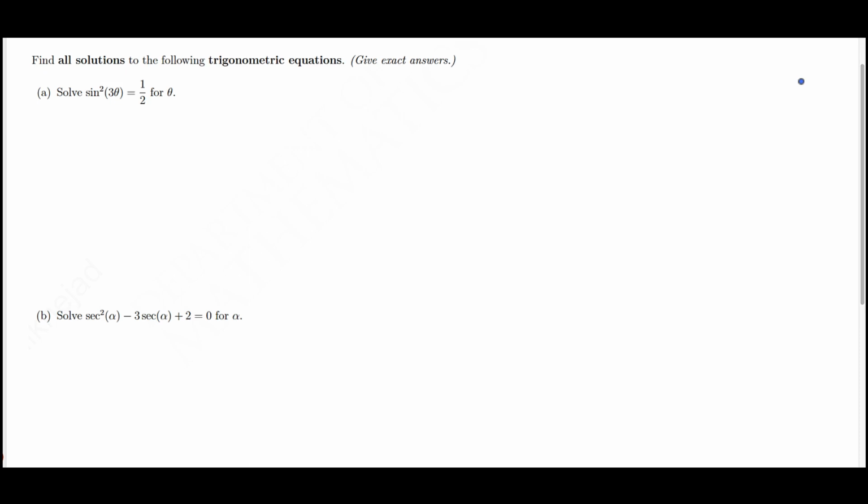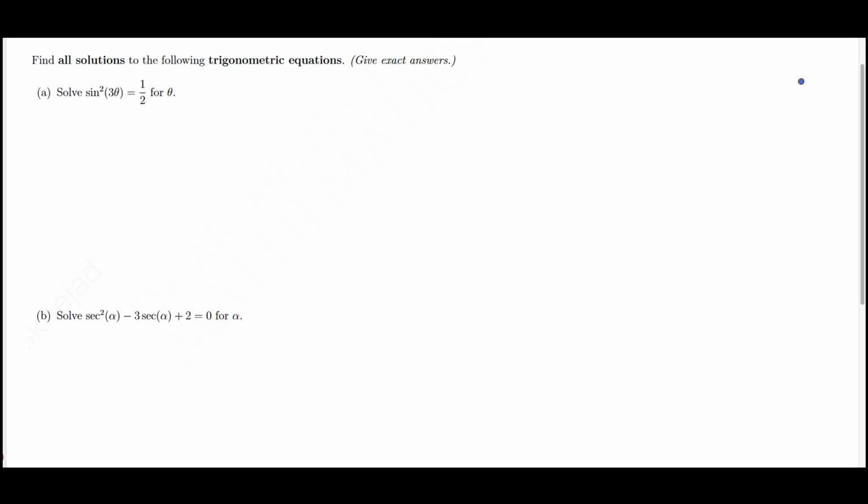Solutions to the trigonometric equations. In many instances, when you're solving trigonometric equations, because the trigonometric functions are periodic, you get infinitely many solutions. Are there trigonometric equations that don't give you infinite solutions? Yes, there are. But the ones that we discuss in pre-calculus all give you infinite solutions.